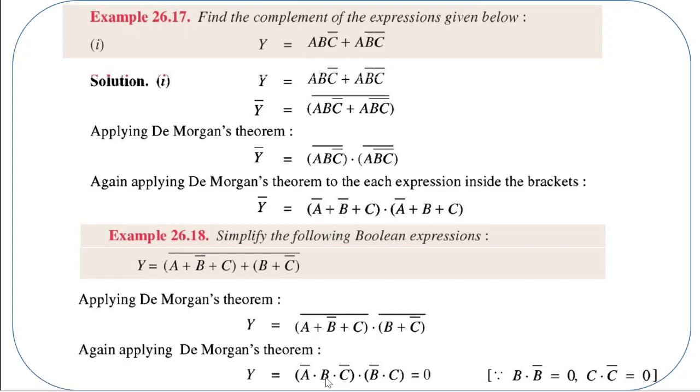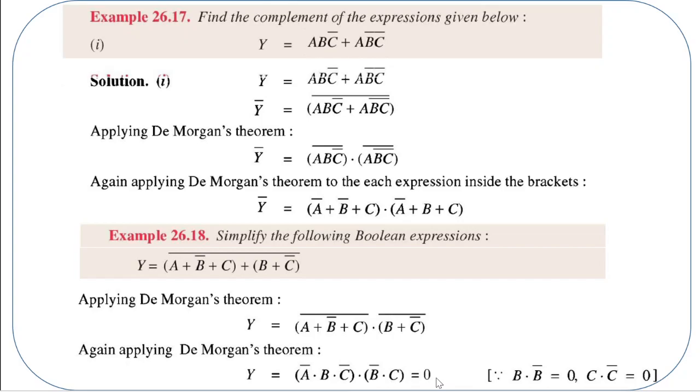Okay, so this is nothing but a product, right? And you have B dot B bar here and C dot C bar here. So we know that any signal ANDed with its complement gives you 0, right? 1 dot 0 is 0 or 0 dot 1 is 0. So basically these two are 0. So the value of Y is nothing but 0.